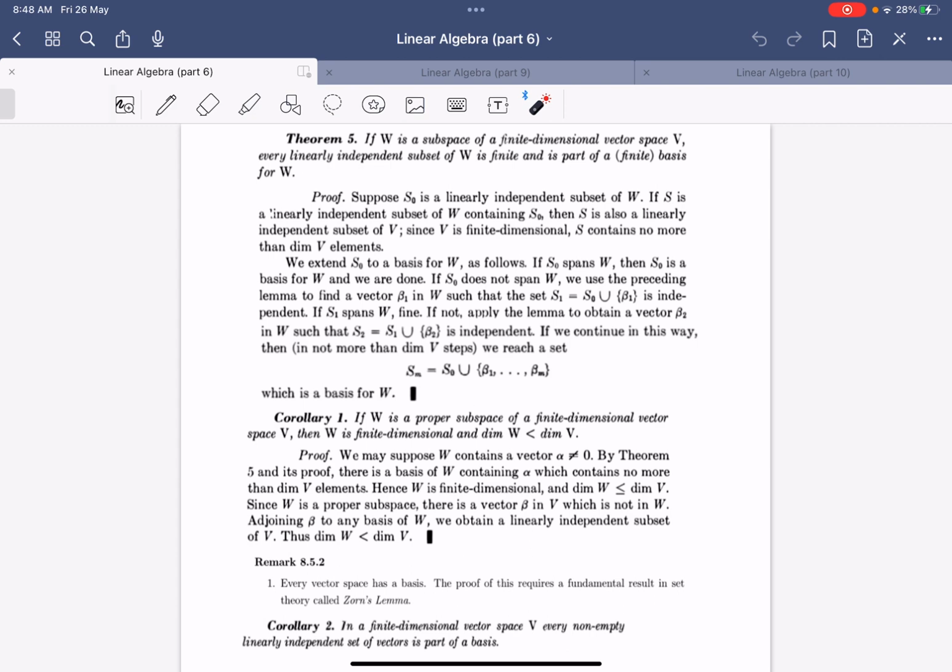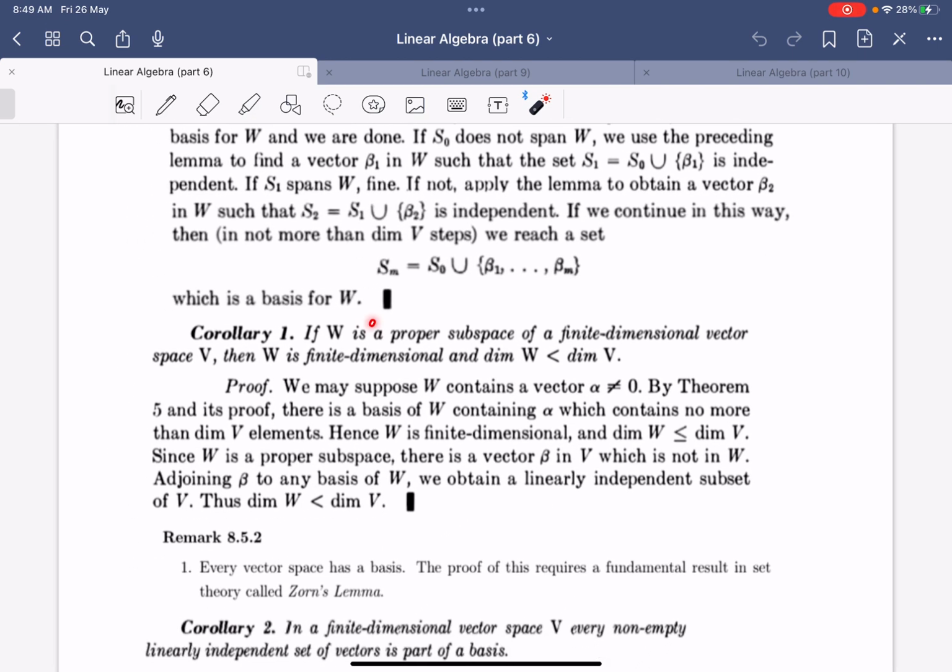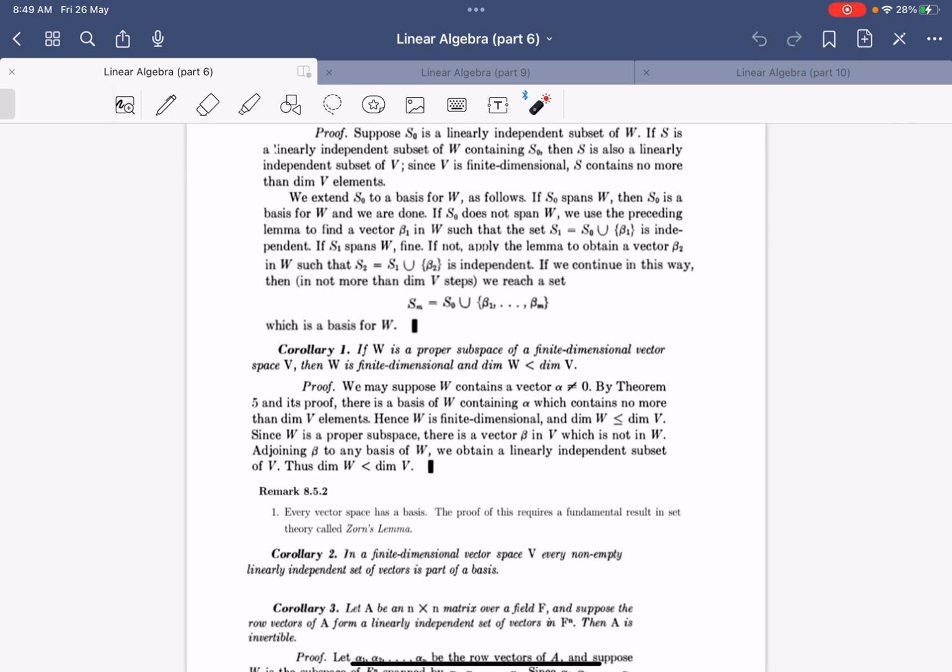And we can do so in not more than the dimension of V steps, since this linearly independent set cannot have more elements than the whole V. This shows that this will reach a set that spans the entire W, and this will form a basis for W, and it will still be finite. So W, a subspace, will still be a finite dimensional vector space. And a corollary is that if W is a proper subspace, then its dimension must be strictly less than the dimension of V. For this, I'll just leave it to you to read the proof, but it should be quite intuitive.